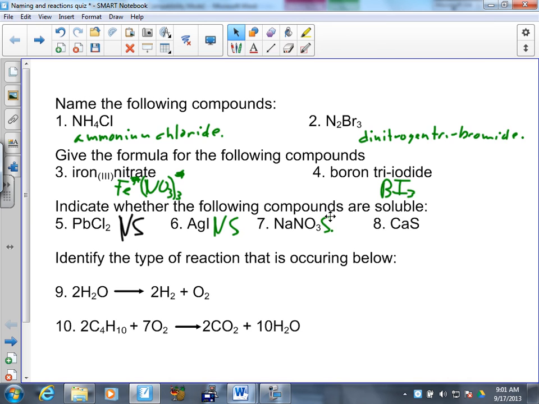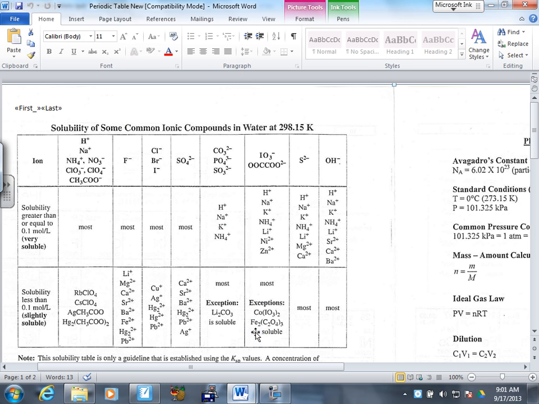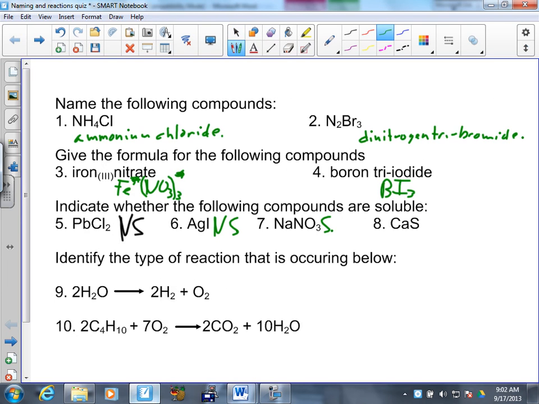And then we got calcium sulfide as our last one. All right, so we look up sulfide way over here on the right. Okay, it says it is soluble with all of these things, amongst which calcium is included. Right, so that one is soluble as well. Those are 1 mark each.